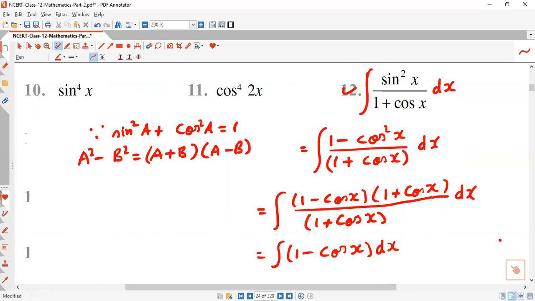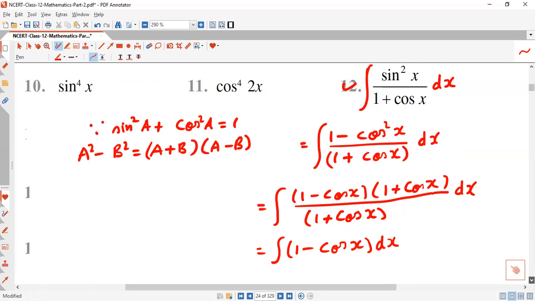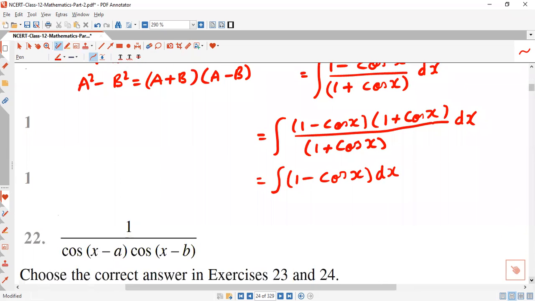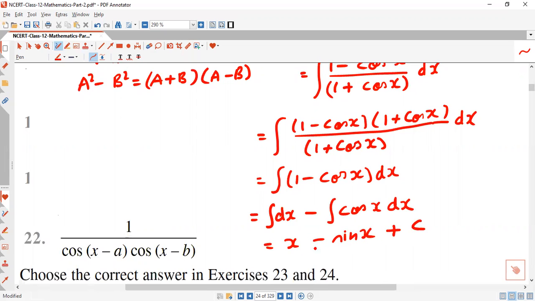Now open this integration. What we see? Integration of dx minus integration of cos x dx. Take the integration. This comes out x, cos x means minus sin x, plus some constant c. This is the answer of this question.